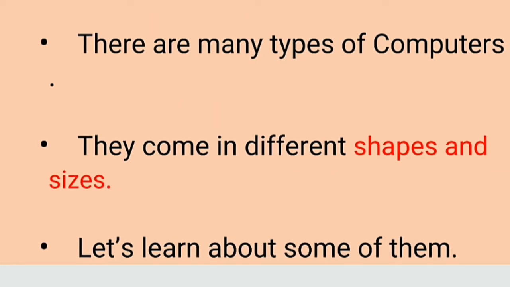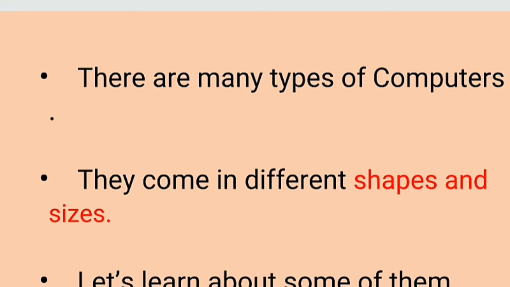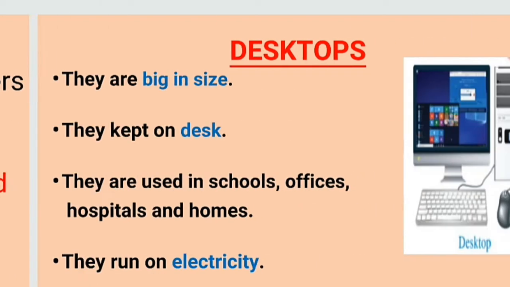So there are many types of computers. They come in different shapes and sizes. That means the computers are of many types. But how can we differentiate them? We can differentiate them with the help of shapes and sizes. So we can say computers can be differentiated according to their shapes and sizes. So let's try to understand the different types of computers.